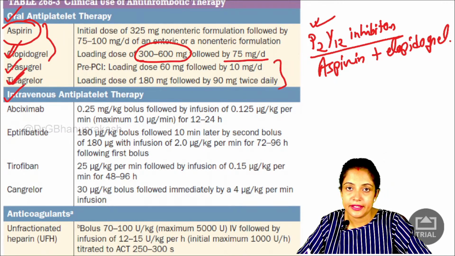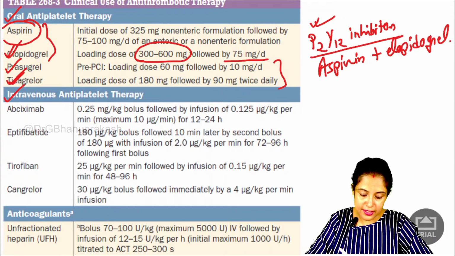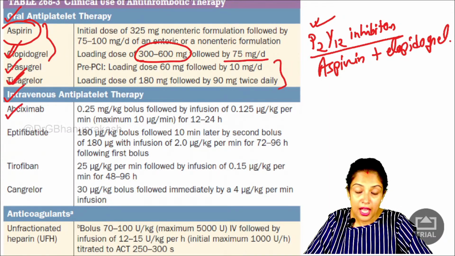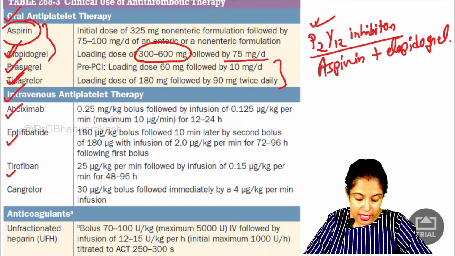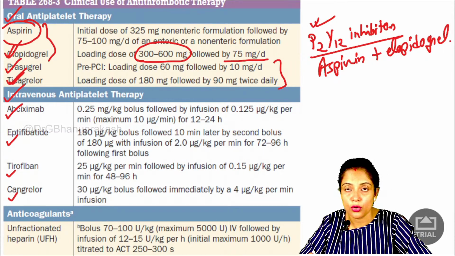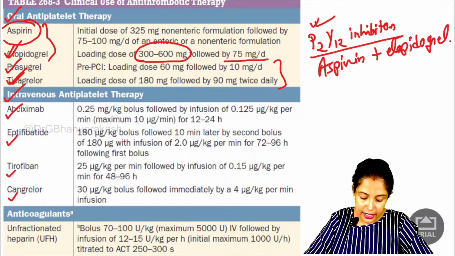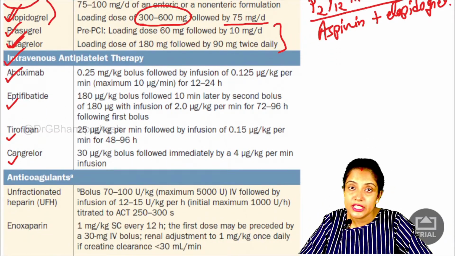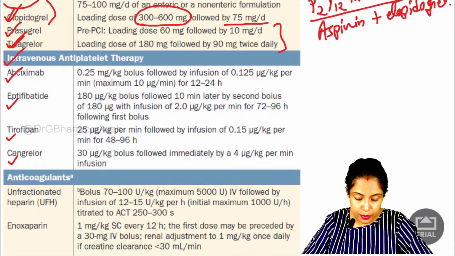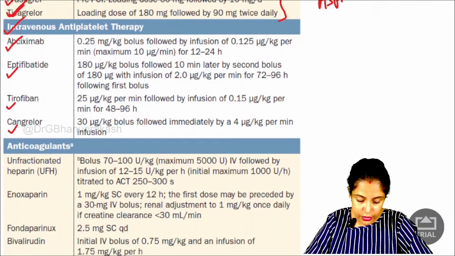Intravenous antiplatelet therapy, GP2B3A inhibitors, as I said, are abciximab, eptifibatide, tirofiban, and cangrelor. At your stage, you can just remember the names. Cangrelor is a bit difficult to remember, I'll say, but please try to remember. It'll be helpful definitely. I will not go into the detail of the dosing. You can go through the book and read about the dosing.